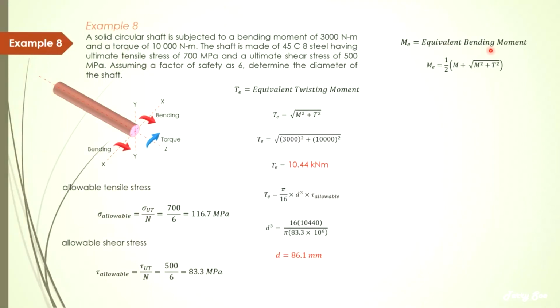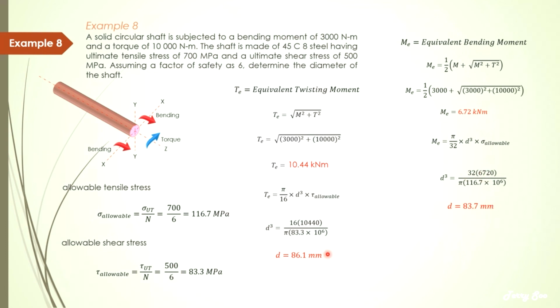Then the next, based on equivalent bending moment, you have the equivalent bending moment equal to this. Put in the values of M and T, so you will be able to find out your ME here, 6.72, and take this ME for the shaft design to find out the diameter. Use this formula with the allowable value here, 116.7, not the ultimate. So cube root, you get 83.7.